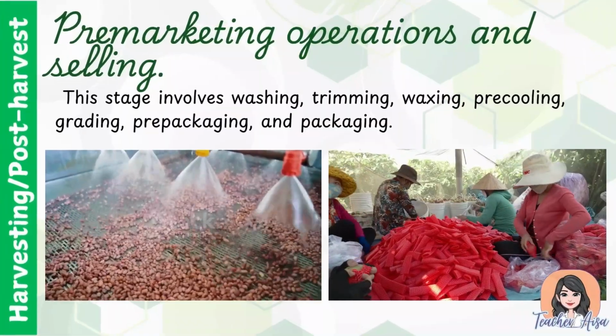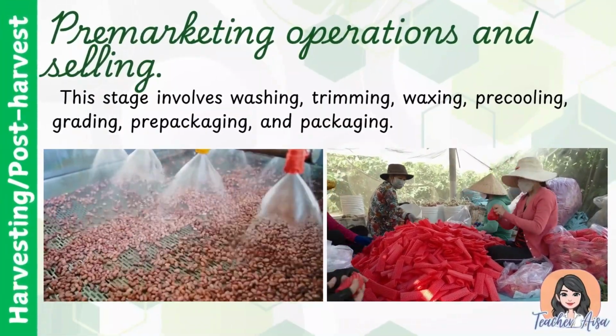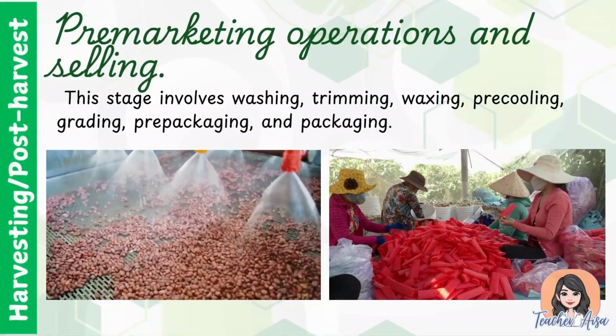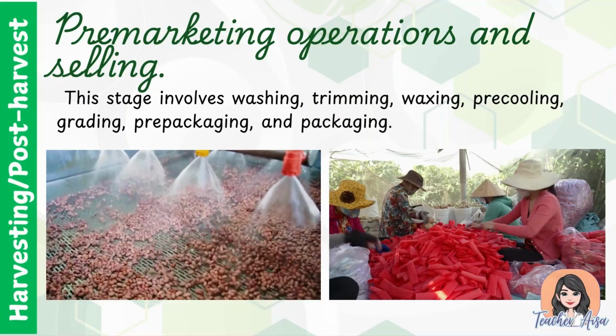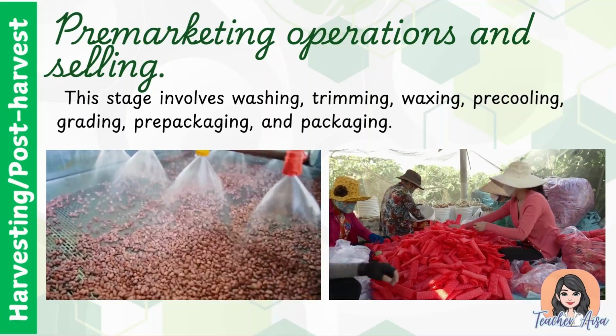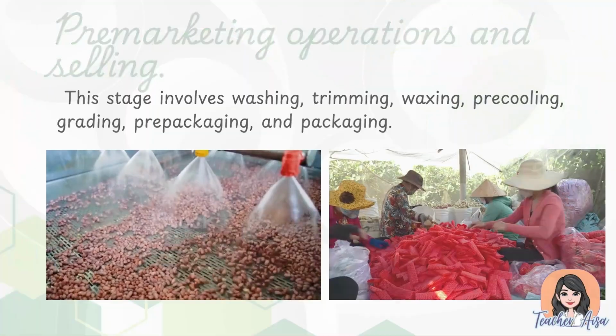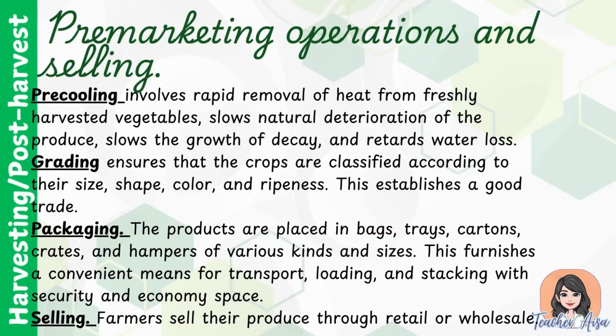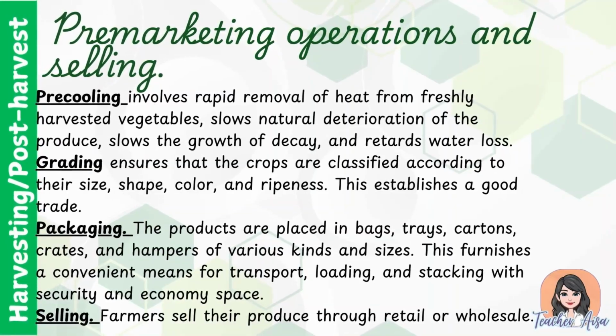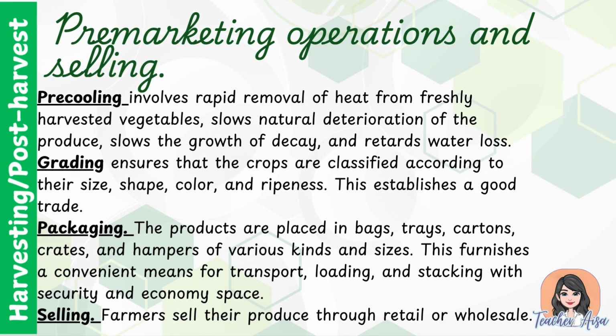Pre-marketing operations and selling. This stage involves washing, trimming, waxing, pre-cooling, grading, pre-packaging, and packaging. Pre-cooling involves rapid removal of heat from freshly harvested vegetables, slows natural deterioration of the produce, slows the growth of decay, and retards water loss. Grading ensures that the crops are classified according to their size, shape, color, and ripeness. This establishes a good trade.